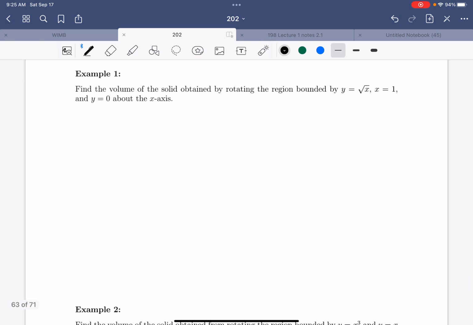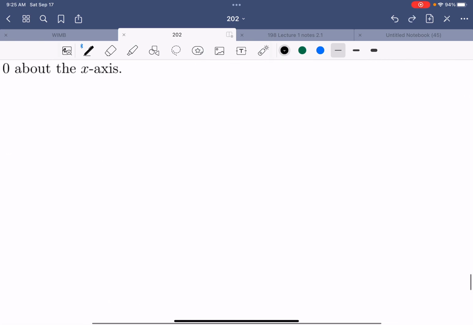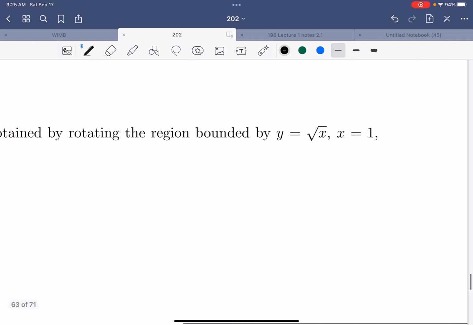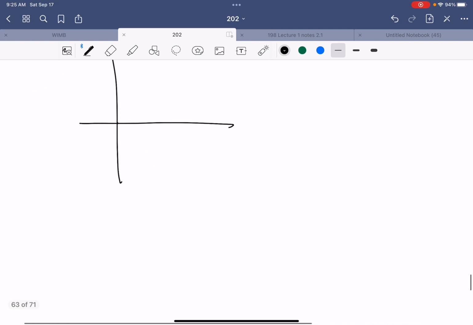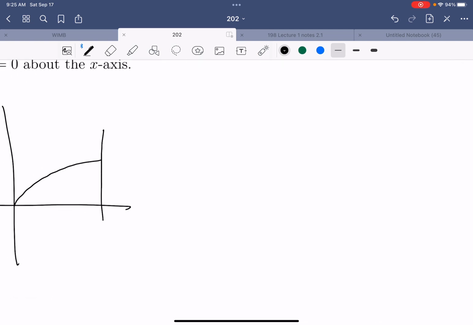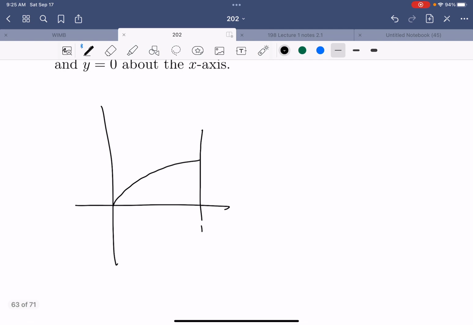So for example 1 here, we have a solid obtained by rotating the region bounded by these things. So let's sketch that first. I'm going to zoom in to make my sketch a little bit better. All right, so here's our stuff. We are being bounded by square root of x, which looks like this, x equals 1, and y equals 0, which is this. So that means we're taking this region, and we're going to spin it around the x-axis. So that means we're spinning it this way to get a solid.